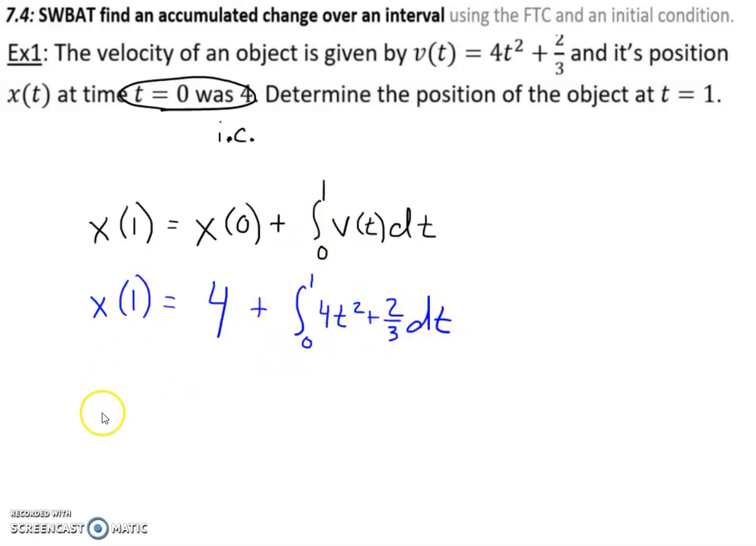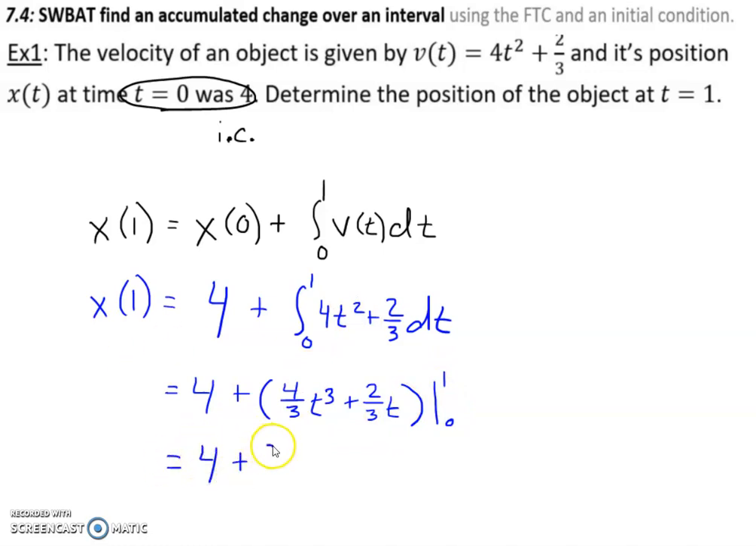And now we can just evaluate this. This time we're going to do it by hand, but a lot of times this is a calculator problem. This is going to be 4 plus our integral of this function, which is 4/3 t cubed plus 2/3 t. This is a definite integral, so we don't need a plus c. And we're evaluating this from 0 to 1. This is going to be a pretty straightforward one. 4 plus, I'll put brackets, when you plug in 1, this is just going to be 4/3 plus 2/3 minus, when you plug in 0, the whole thing comes out to 0.